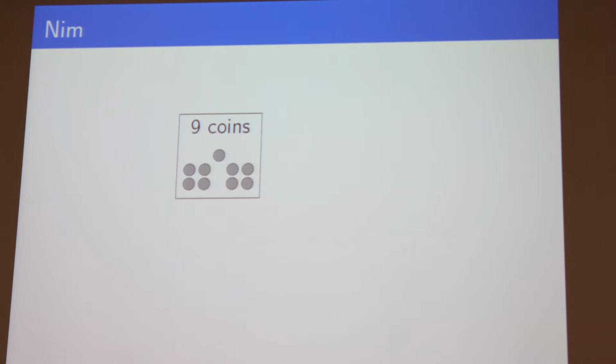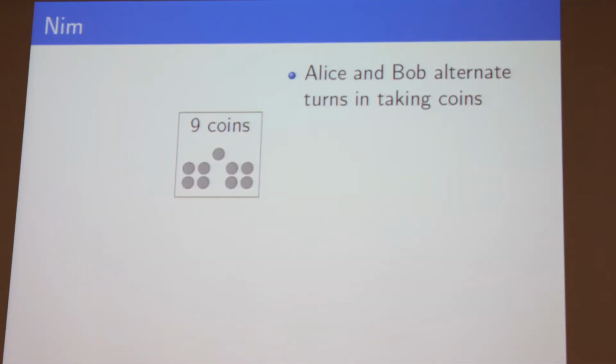By the way, if Alice and Bob are in this room, they're not going to play the game. It's now boring. These games are only interesting to analyze. Now we have complete understanding of that game. It's no longer fun, so we move to the next game. It's called Nim, and you start with a pile of 9 coins. Alice and Bob alternate turns in taking coins, as the name of the game suggests. First goes Alice, then Bob, and so on.